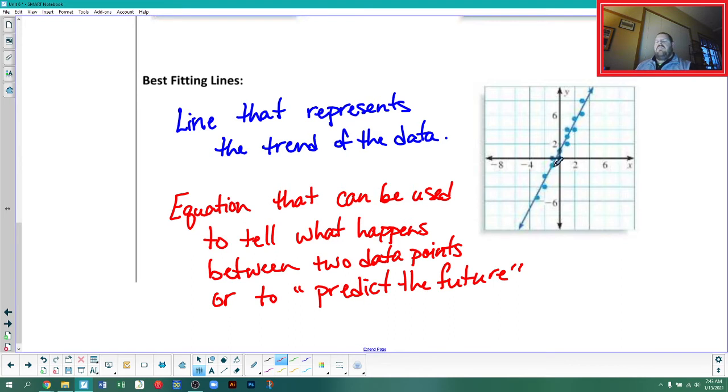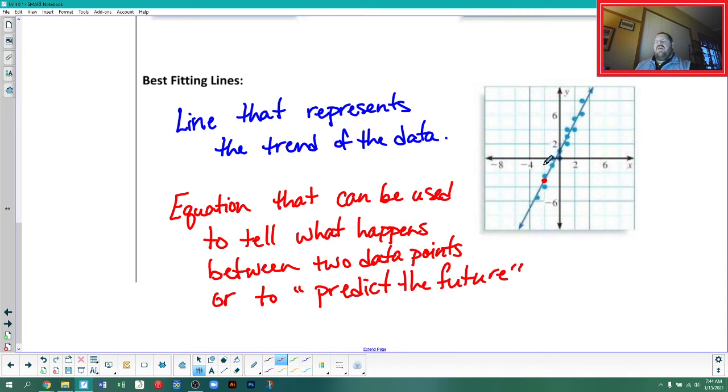So maybe there's a point in here like at -1. I can figure out what should happen at -1 once I have that equation, and judge that against what I have. Or if I just had a hole in my data somewhere in the middle, where I wanted to know what should happen here, I can figure that out. And that's the between two data points.